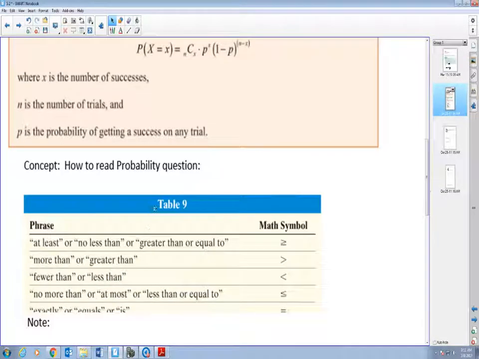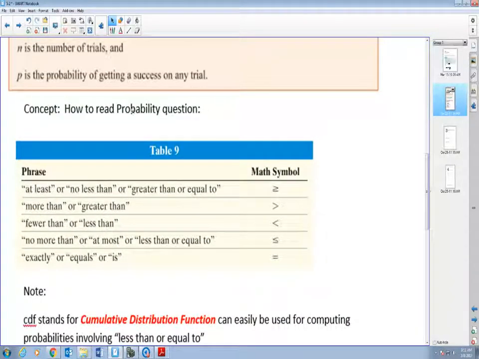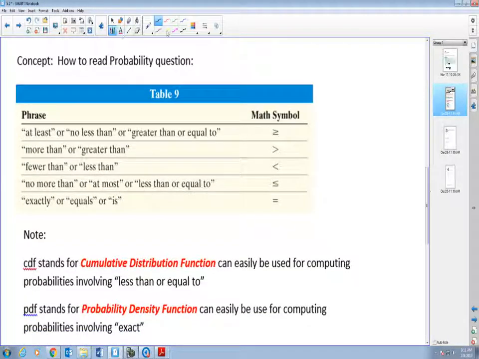So when we read probability questions, and we've been talking about this for a bit now, these wordings are very important. At least, no less than, greater than or equal to uses the greater than or equal to symbol. More than, greater than, is just without the equal sign. Less than, fewer than, is less than. No more than or at most is less than or equal to. When they say the word exactly, that's using the equal sign.